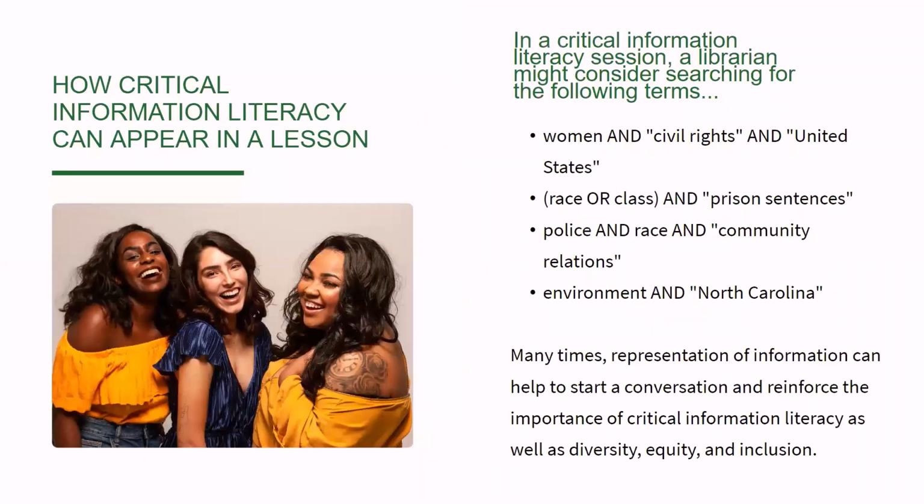So one of the ways it can do that is a librarian might consider searching for some of the following terms, like women and civil rights in the United States, race or class, and prison sentences, police and race and community relations, environment in North Carolina. It does not always work out that when you ask a student, hey, what is it that you're researching? Can you tell me what you want to research? That they will respond. Some of them, the students just don't feel empowered to respond. Some students are just more shy than others, and that's okay.